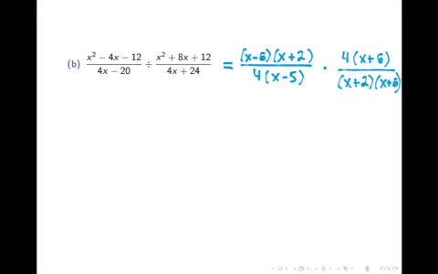And now I look for things that cancel. So I have an x plus 2 that cancels, I have a 4 that cancels, and I have an x plus 6 that cancels. And then I look through for everything I have left, and I have an x minus 6 left in the top, and x minus 5 left in the bottom.